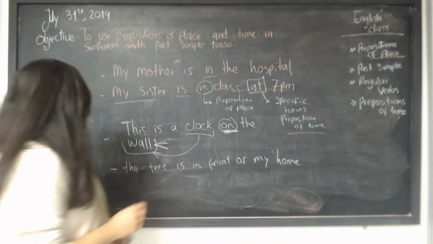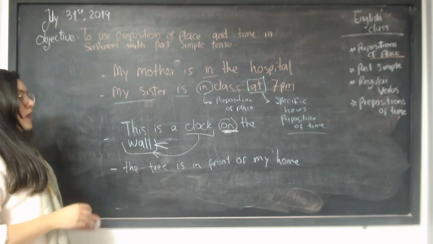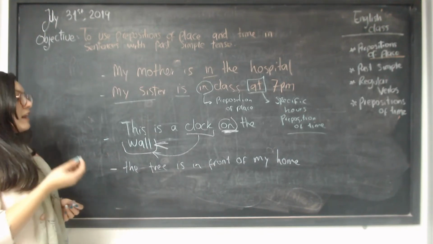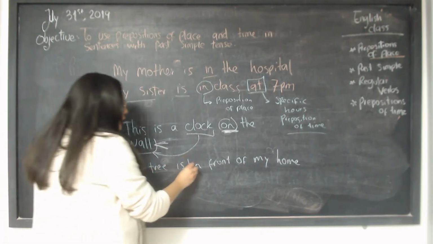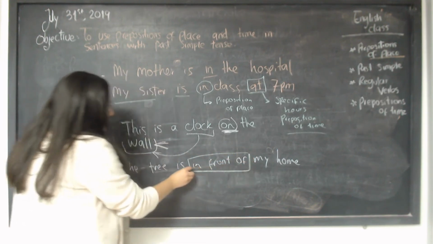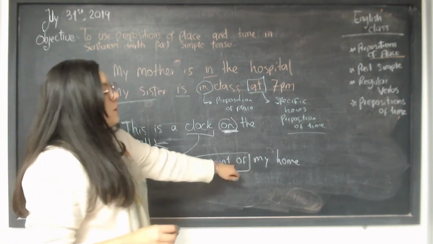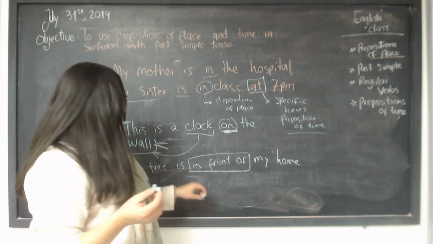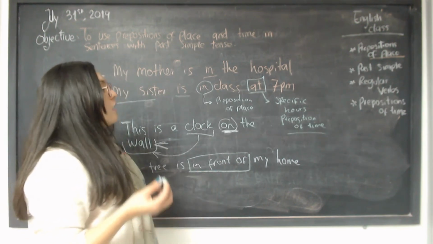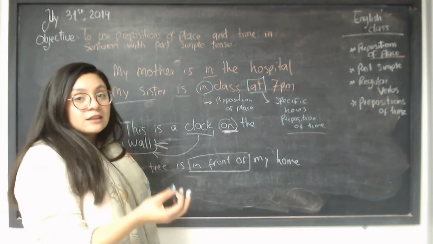So let's look at this one. The tree is in front of my house or my home. El árbol está frente a mi casa. In front of. All of them, the 3 words, 1, 2, 3, is a preposition of place. Las 3 palabras son una preposición de lugar y me está marcando enfrente de.